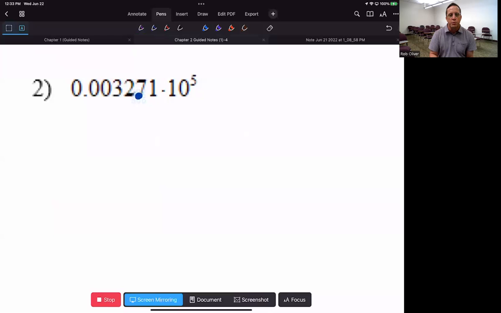If we move it between the 2 and the 7, that's 32. That's way too big. That's bigger than 10. Right here, that's 327. That's way too huge. That's even bigger. If we move it right here, it's too small, 0.32. I'm kind of truncating here. I'm not saying all the digits, but you know what I mean. So we want to move it between the 3 and the 2.